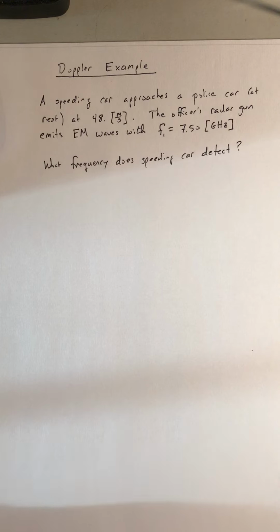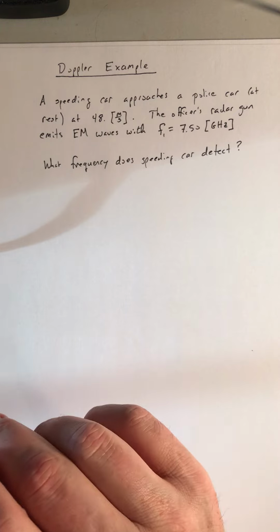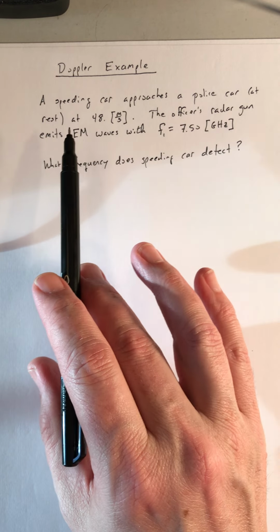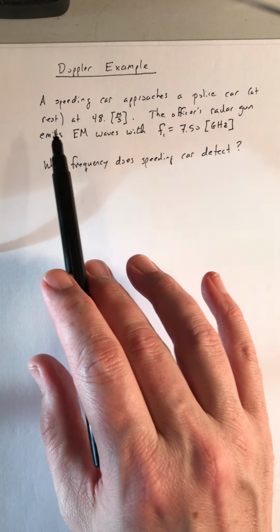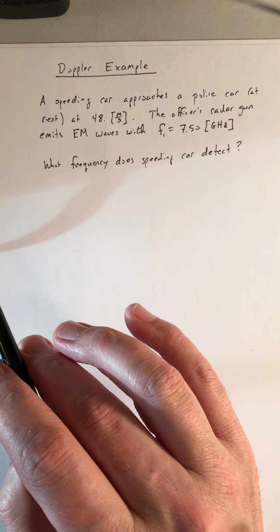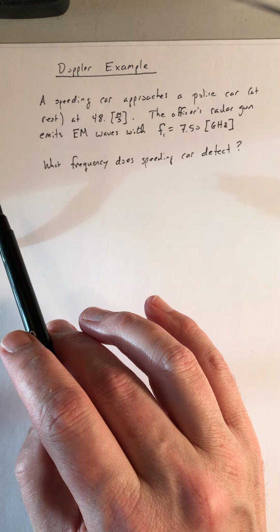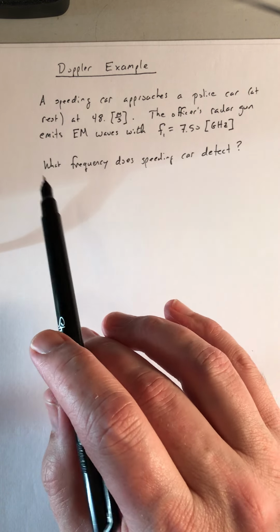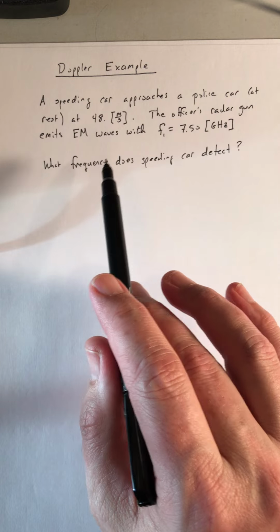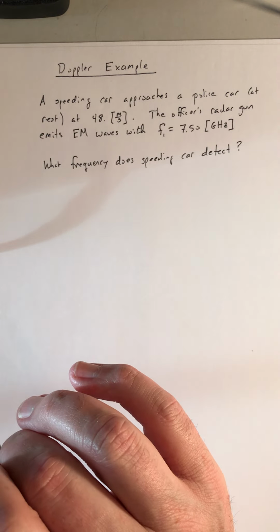We'll work through an example problem of the Doppler effect for electromagnetic waves. So the scenario we're considering: there's a car traveling about 100 miles per hour, so 48 meters per second, towards a stationary police car. The police officer's radar gun emits electromagnetic waves with a frequency of 7.5 gigahertz.